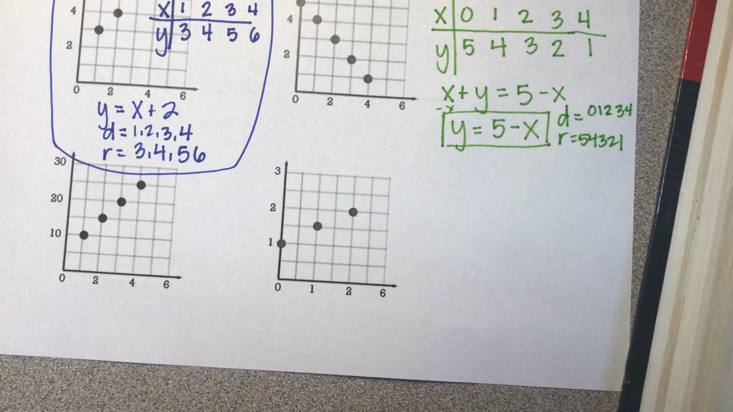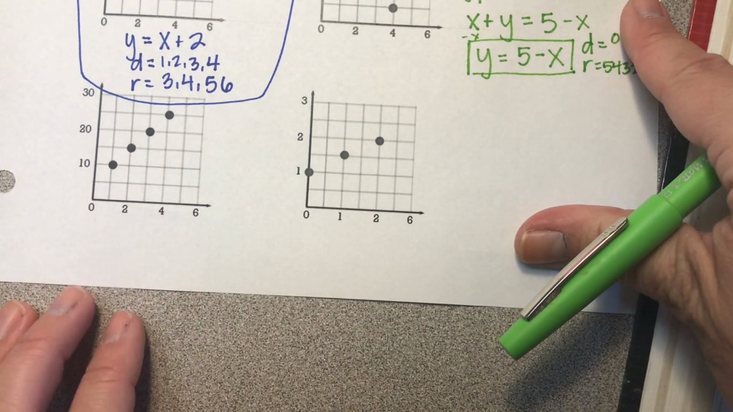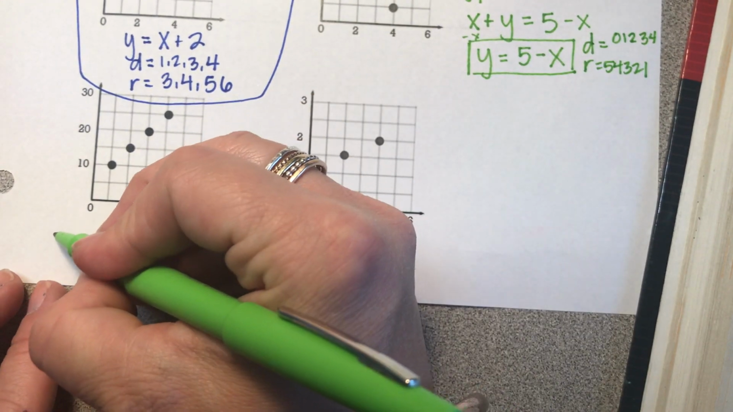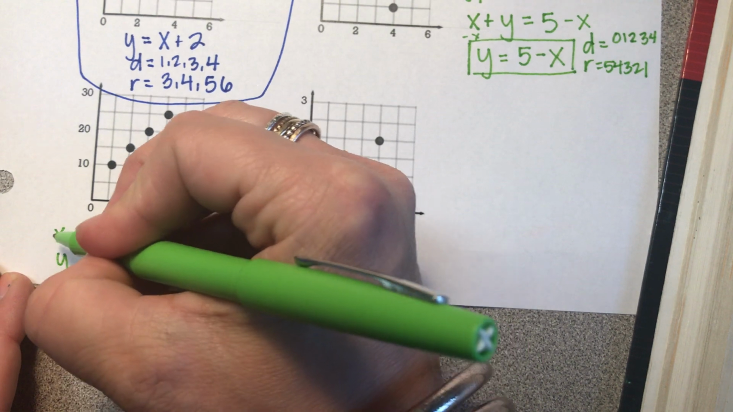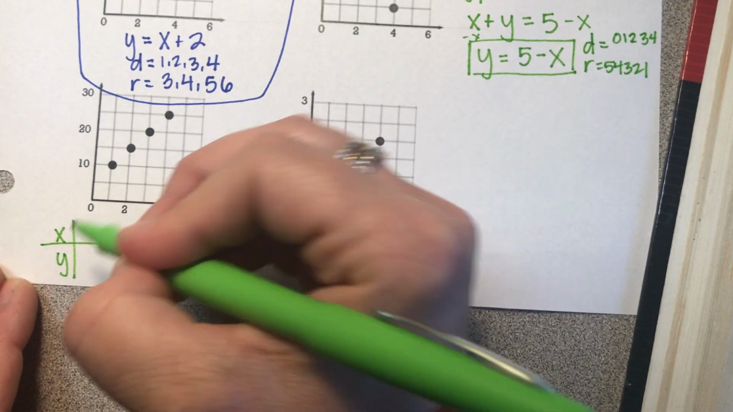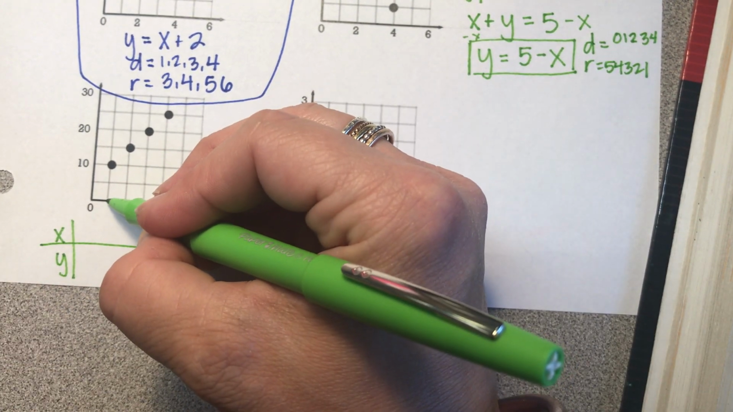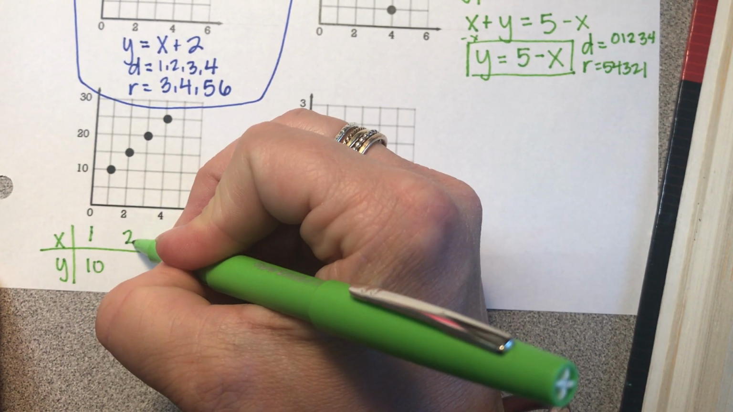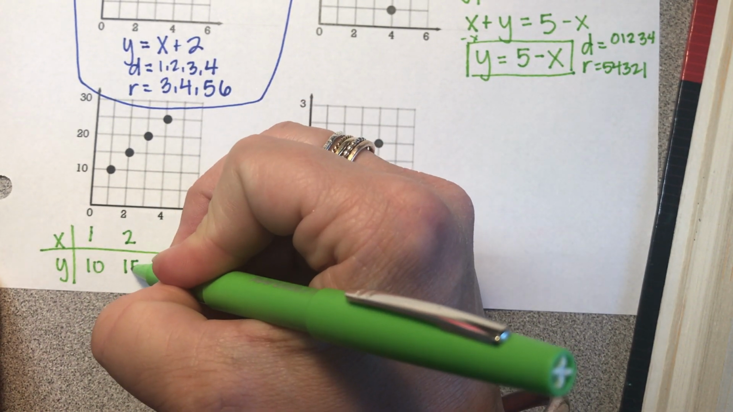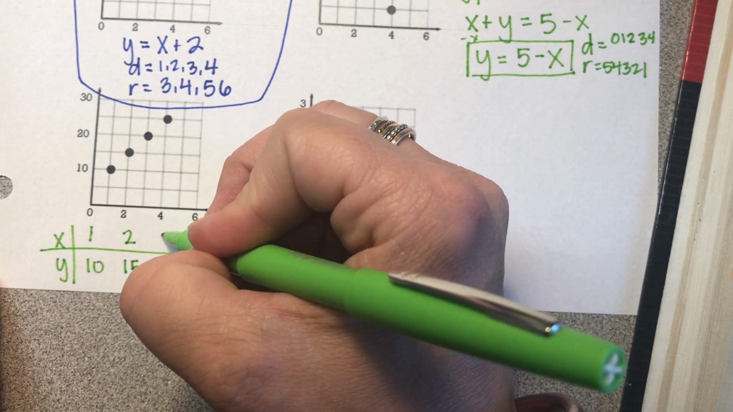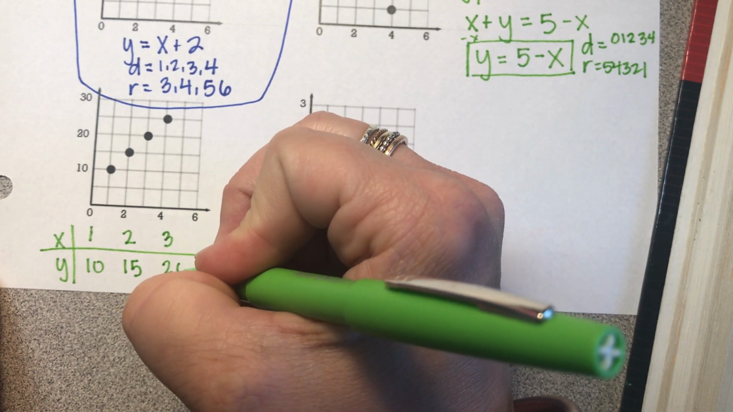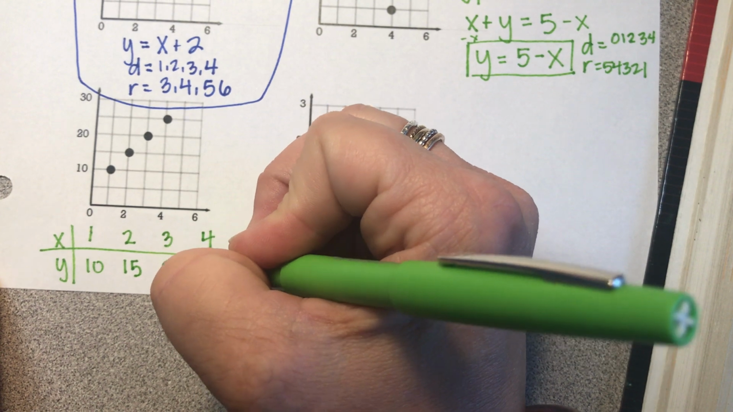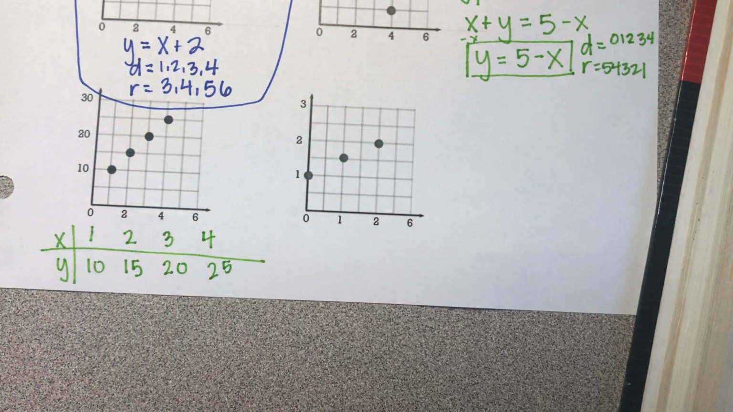So let's come down here and look at this one. So I'm going to make my table. So there's x and y. So my x value here is 1. My y is 10. When x is 2, y is 15. When x is 3, y is 20. And when x is 4, y is 25. Okay, so what would the relationship be? What could it be?